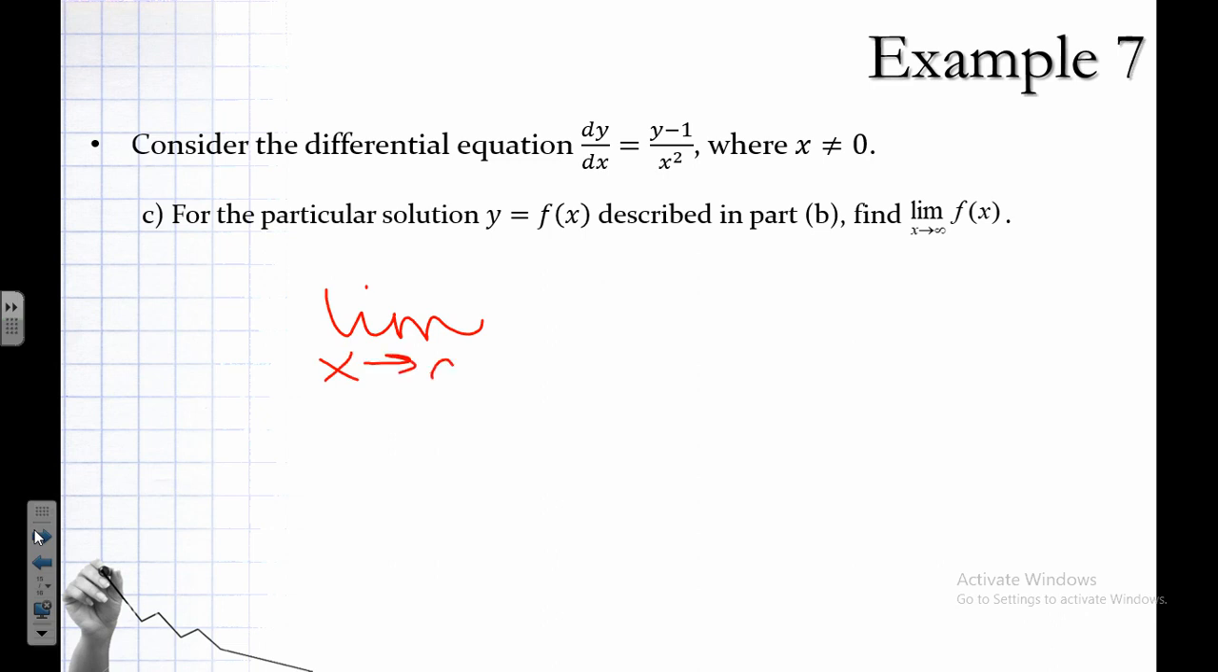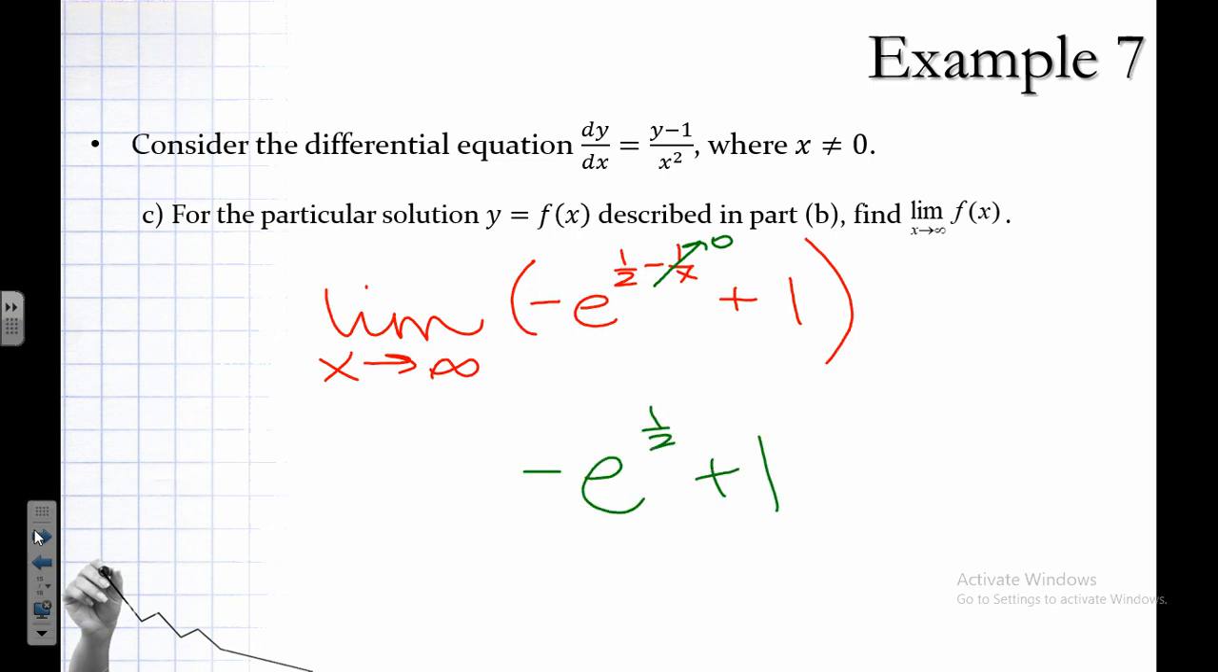As x approaches infinity of, what did we have? Negative e to the 1/2 minus 1 over x plus 1. This is not as scary as you think it is. So it's just gonna be negative e to the 1/2. What happens here? Goes to 0. So negative e to the 1/2 plus 1 is your limit. Which means there's an asymptote there.